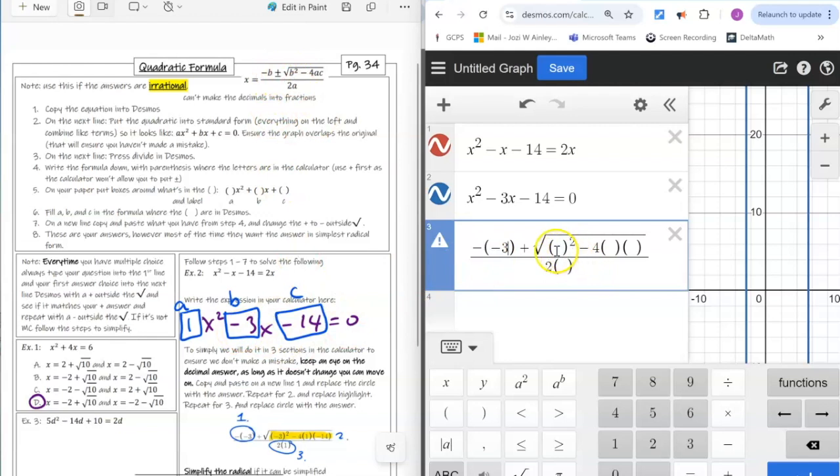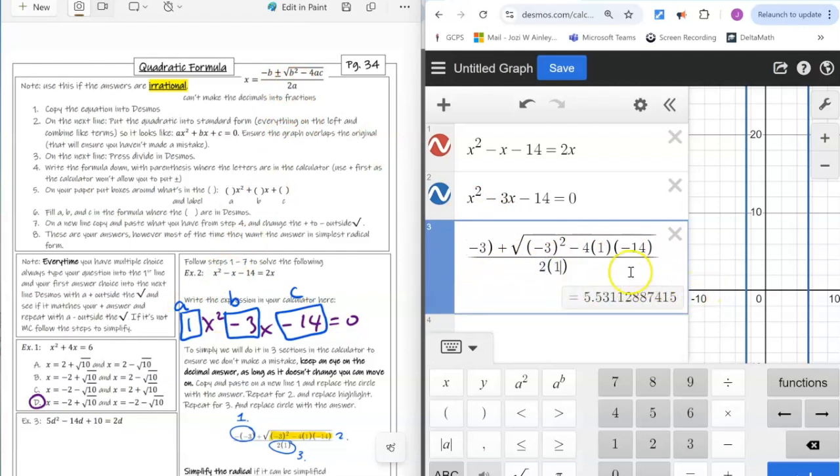The next letter is B. We just said that that was -3. The next letter is A. A is 1. So you're going to come right here, 1. The next one is C, and that's -14. So again, you are not leaving anything out. Whatever it is, that's what you're putting. And on the bottom, we have an A, which is 1. So we'll put in 1.